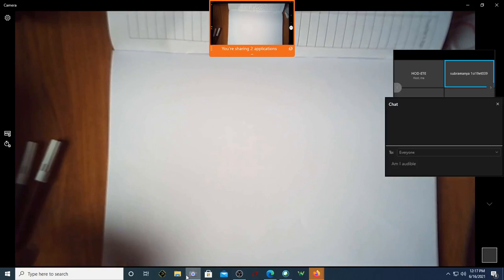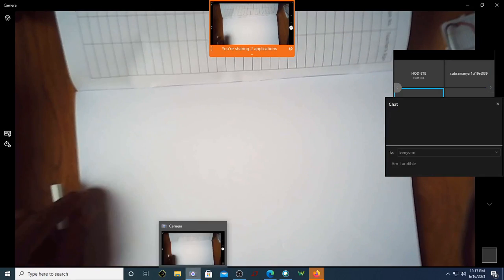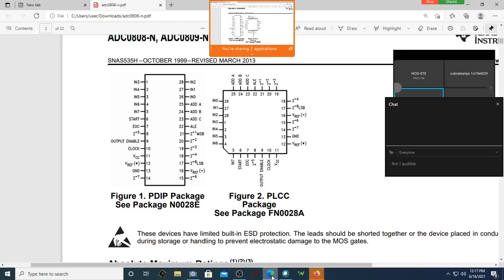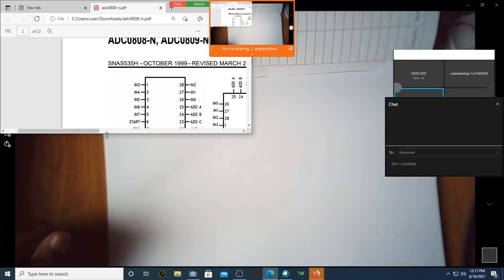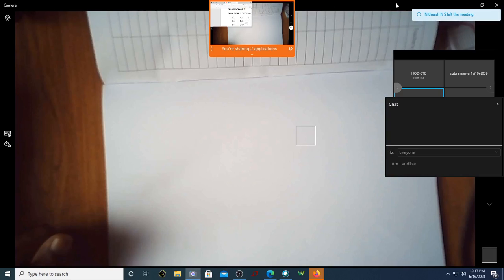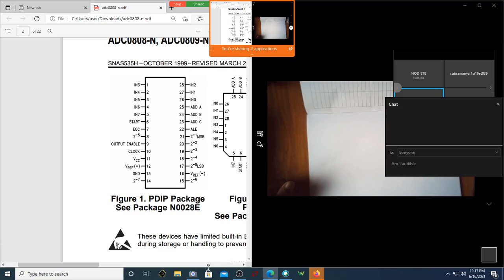Yeah, fine. So we will start the demonstration of this ADC circuit. Let me just show you what circuit we have. So this is the IC. Let me just take both of them side by side. So this is my IC and this is my circuit. Let me write the circuit also side by side.